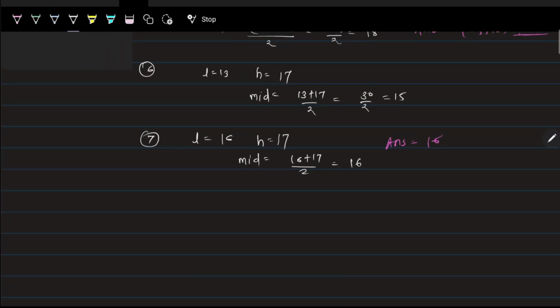Now if I am getting true, what is my goal? Try to decrease the range. So high would become mid minus 1, that is 15. And if you see, it is crossing the boundary, so I will stop my iterations over here and return whatever the answer is containing, the solution.